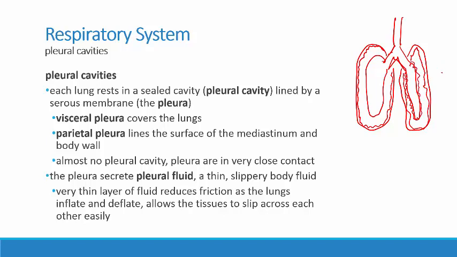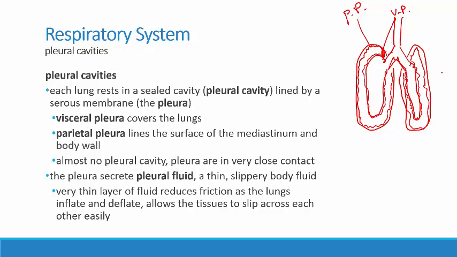Here we are. So there's the visceral pleura that covers each of the lungs. The lungs look a little shrunken there. Sorry, bad drawing, but you get the idea, I hope. So here is the visceral pleura, and here is the parietal pleura. And there's almost no pleural cavity at all. The book describes it as a potential space.